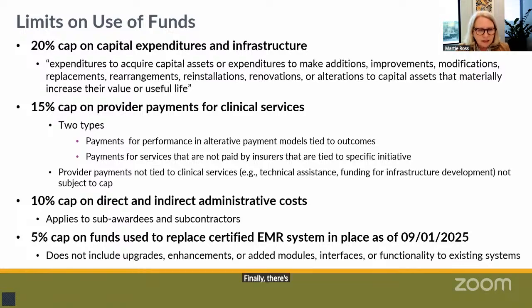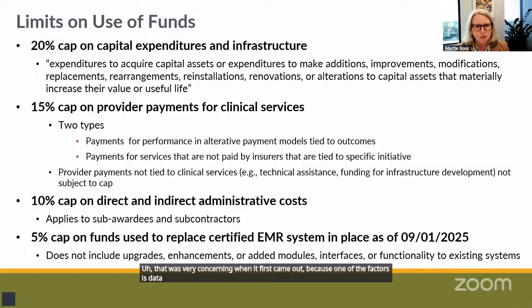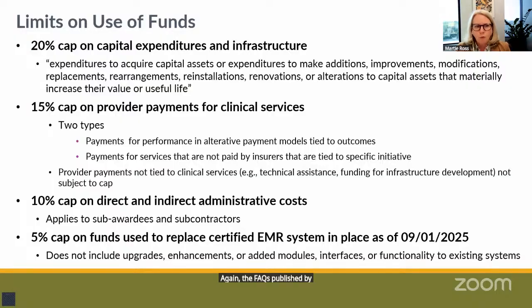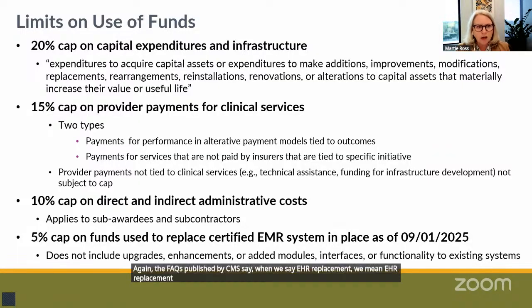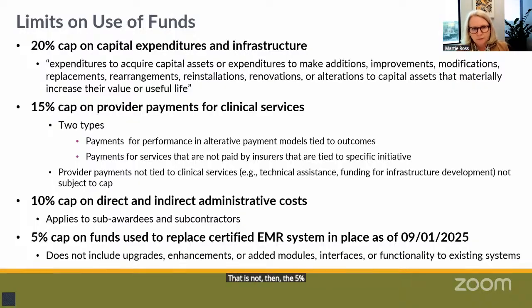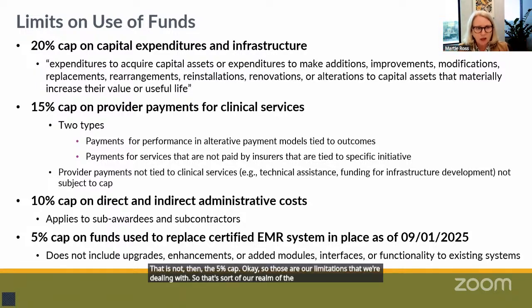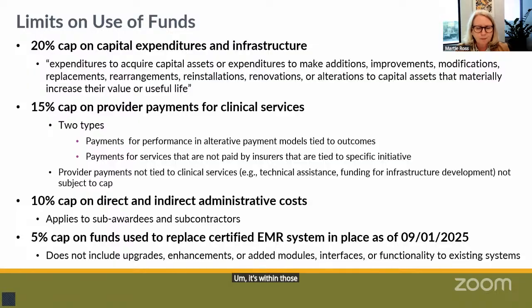Finally, there's a 5% cap on funds used to replace a certified EMR system. That was very concerning when it first came out, because one of the factors is data infrastructure and the need to be able to spend money on data infrastructure. Again, the FAQs published by CMS say, when we say EHR replacement, we mean EHR replacement. So any upgrades or enhancements or added modules to an existing system, that is not within the 5% cap. Okay, so those are our limitations that we're dealing with. So that's sort of our realm of the possible within those parameters. Next step.